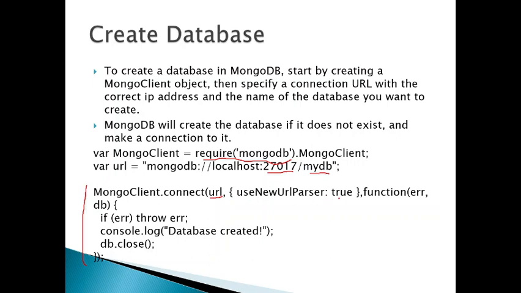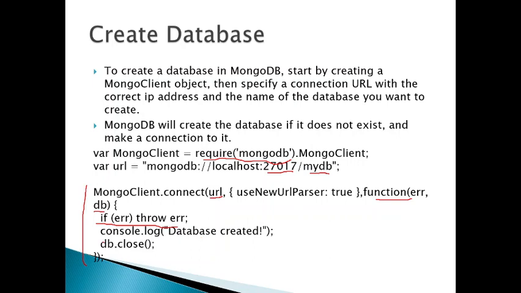Then we are providing some optional parameters, such as useNewUrlParser. We can provide some other sorts of information in these optional parameters as well. And then the last parameter is our callback. This will return either the error or the handler to the DB. If there is an error, that means we could not connect to the database. In that case, the error will come and we will throw the error. In the else case, the database has been created or connected successfully.